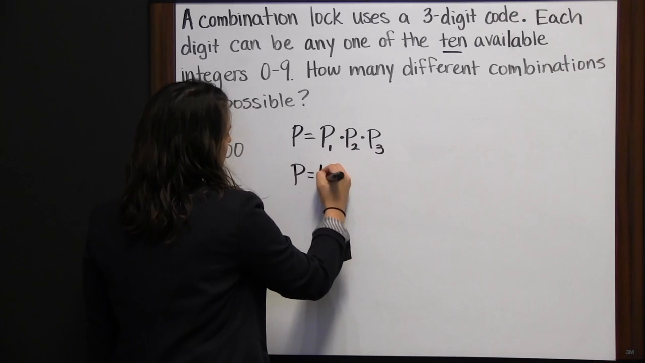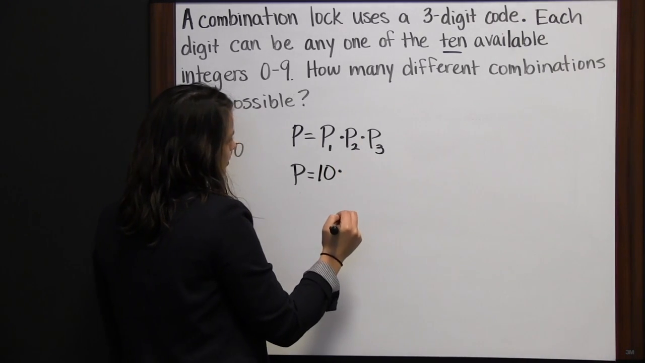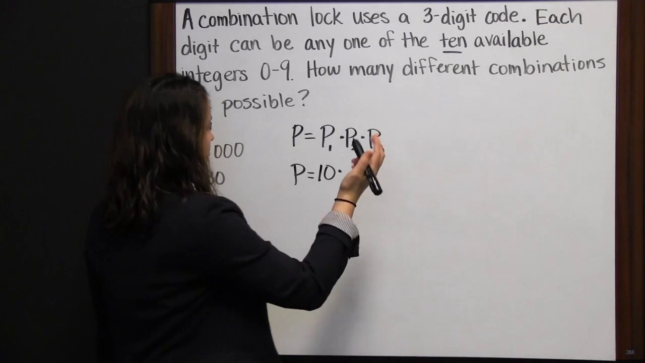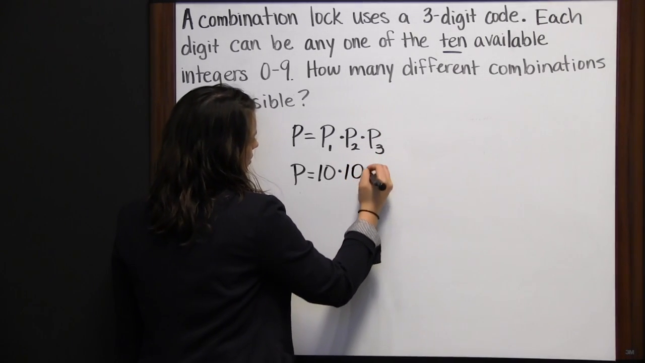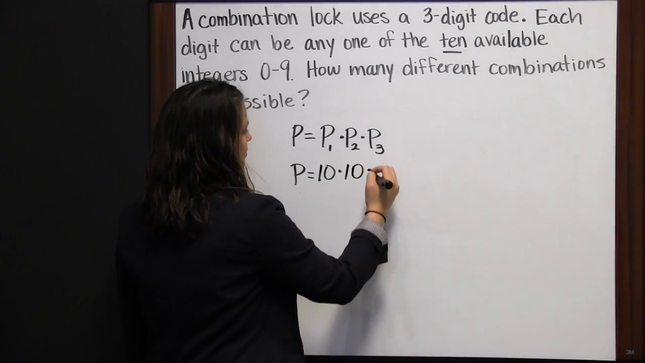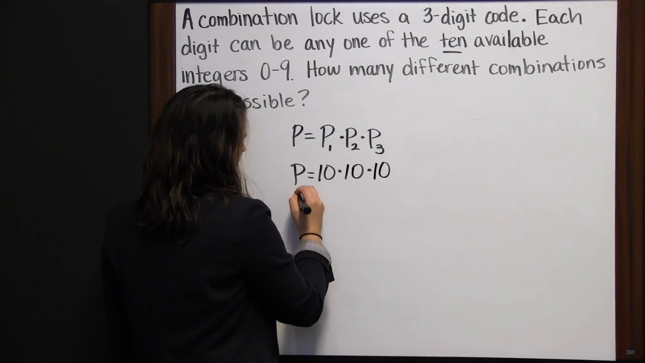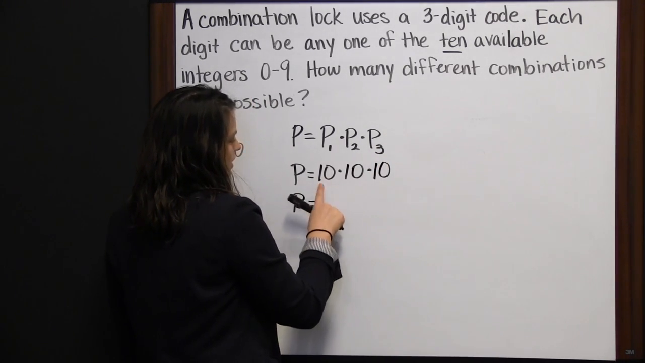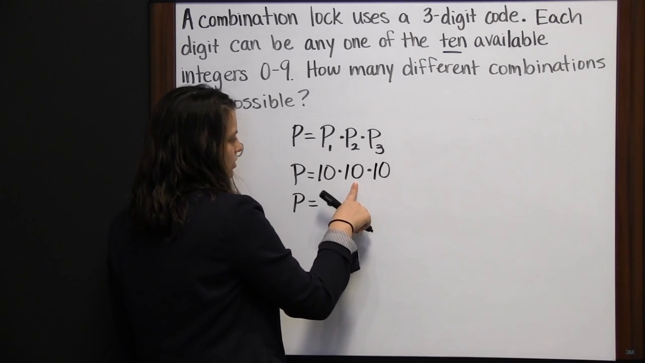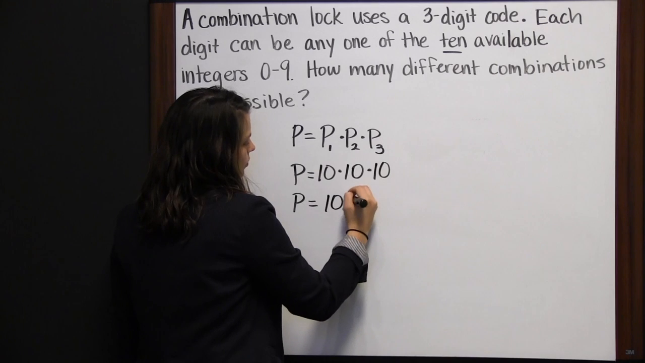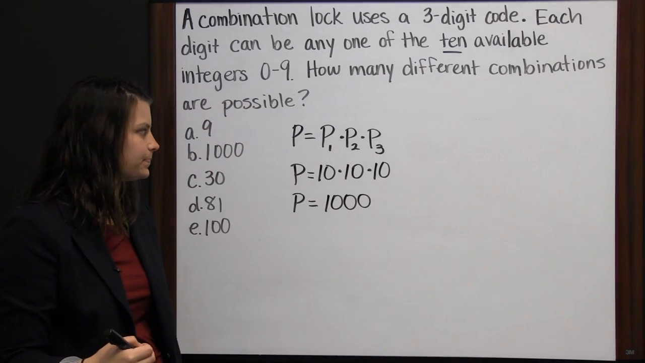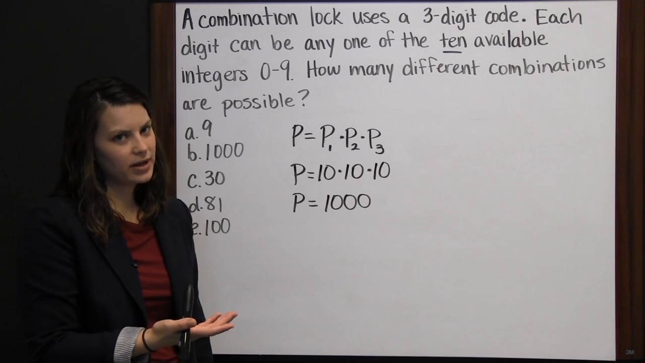So the possible outcomes would be first the possible outcomes for the first digit, 10, since there are 10 available numbers, times the possible outcomes for the second digit, which again is 10 integers, times the possible outcomes for the third digit, which is again 10. So the possible outcomes is 10 times 10, which is 100, times 10, which is 1,000 possible outcomes. This is the quicker way to do it.